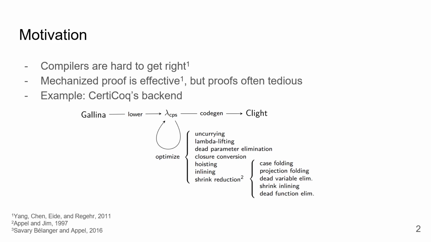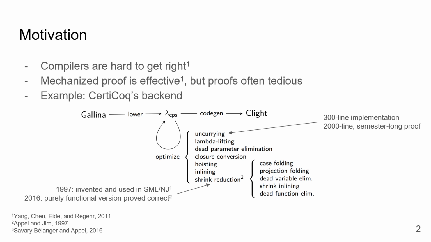CertiCoq's backend has a number of optimization passes, each of which must be proved correct, and these proofs can take up a lot of our time. For example, this uncurrying pass is implemented in 300 lines of pretty straightforward Coq code, and then took me the better part of a semester and 2,000 lines of Coq tactics to prove correct. As another example, this shrink reduction pass was first invented and used in 1997, but wasn't proved correct, not even on paper, until 2016.